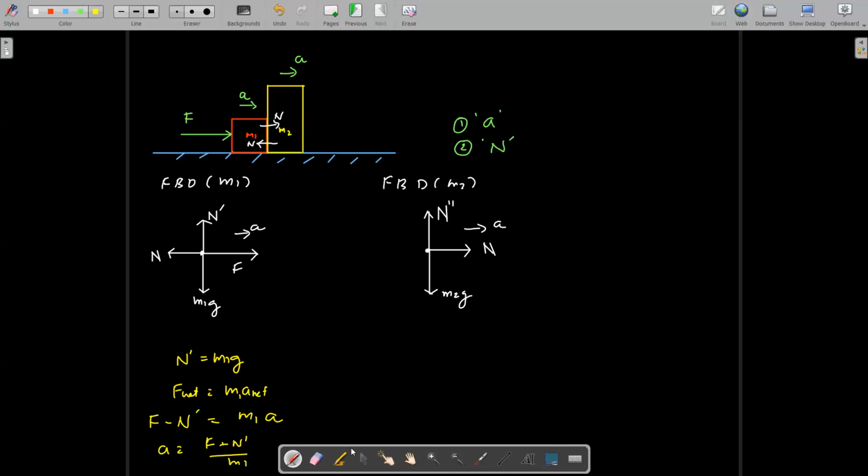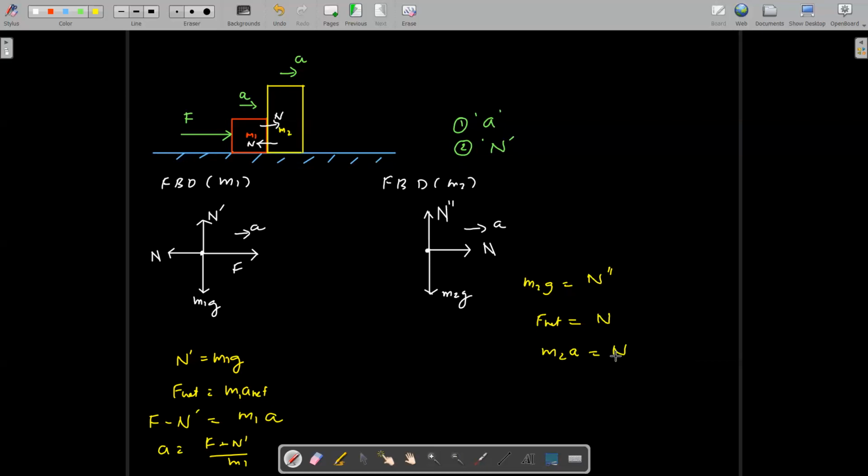Okay, so f minus n dash will be equal to m1a, or here a will be equal to f minus n dash by m1. Okay, and in this case, let's look for the forces here. Here we know that m2g will be equal to n double dash. Okay, and the net force is solely due to the normal reaction, right? That is n. Here we can write it as m2a, right?